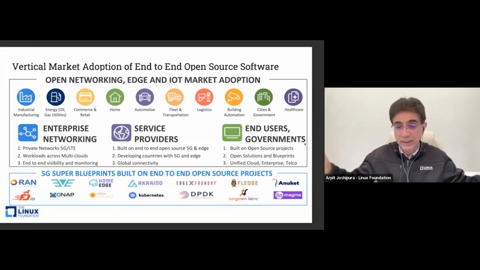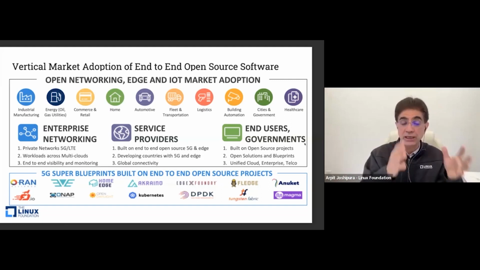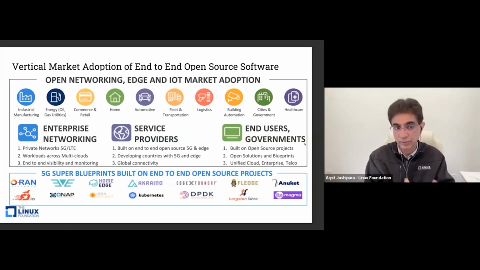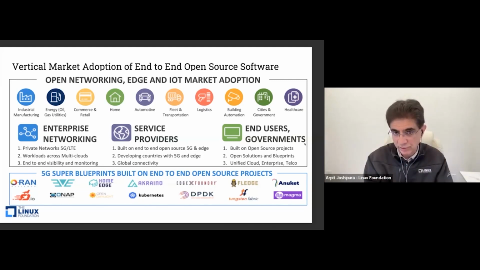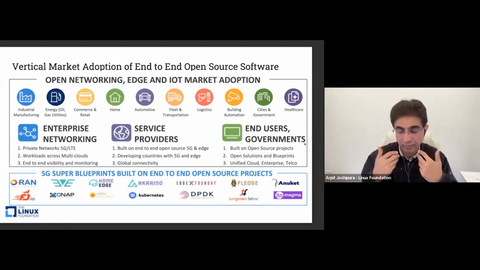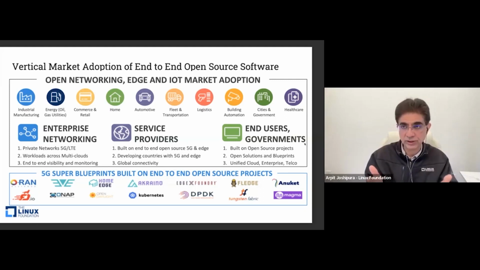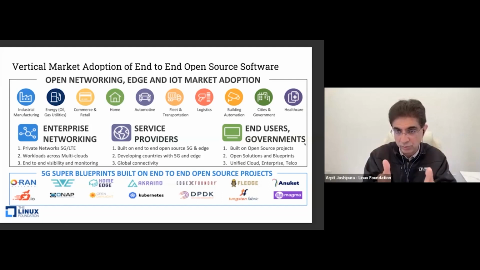So what is happening is all these open source projects at the bottom are being consumed in enterprise by these use cases, whether it's private networks, multi-cloud, visibility, and through the edge compute use cases on the top. They're already consumed by service providers, right? Cloud service providers and telecom service providers are by default open source based, so we're not going to discuss too much on that.